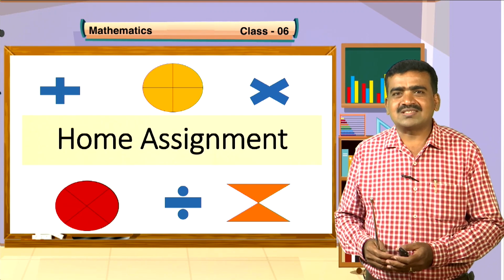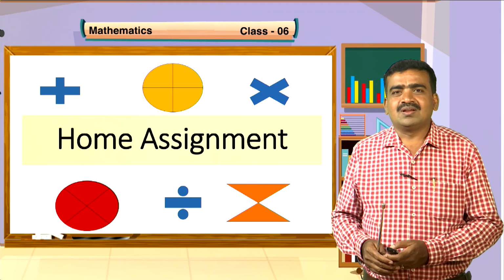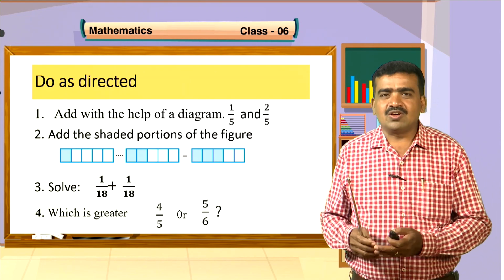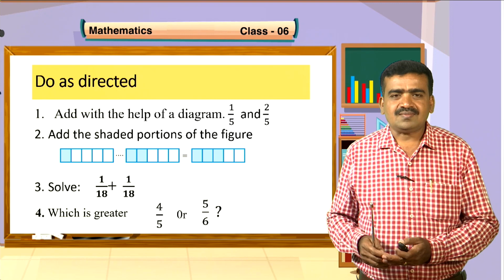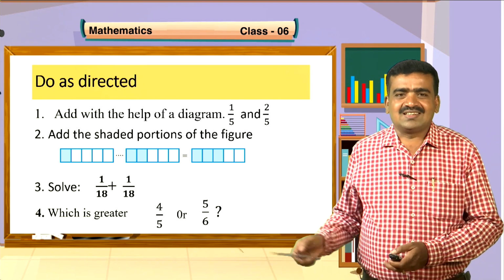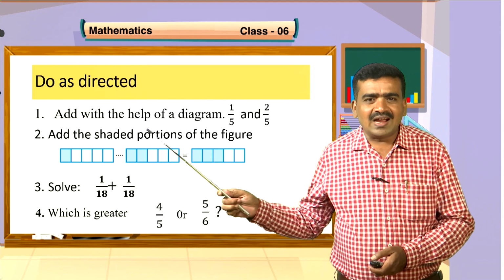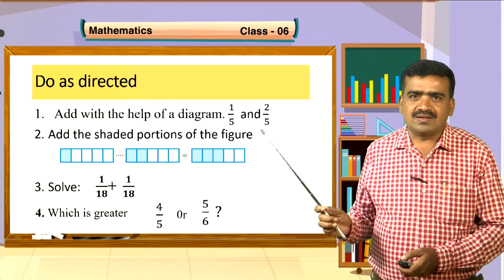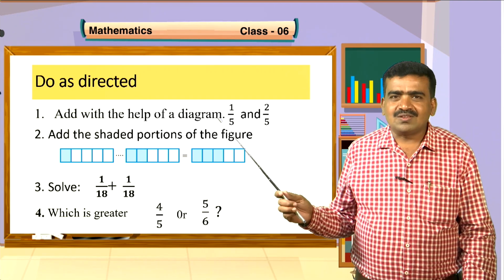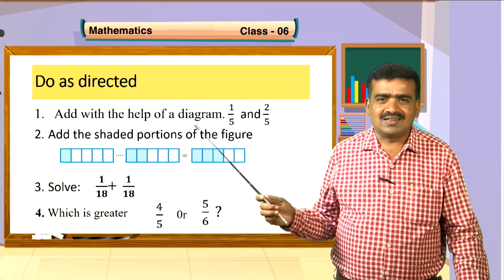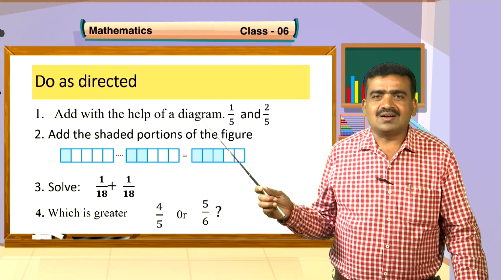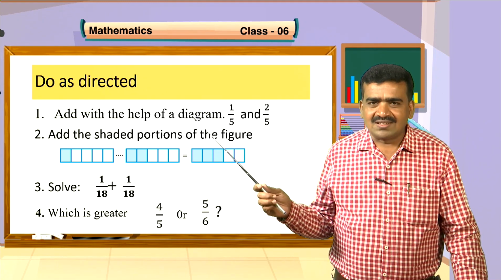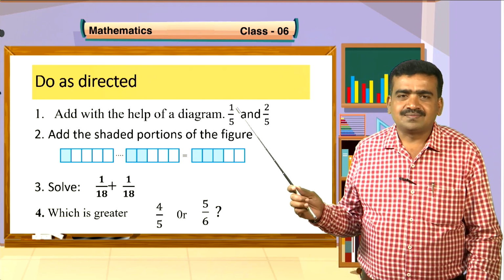Now based on today's concept, I am giving you some work as a home assignment, and please do it in your book and show it to your teacher. Do as directed. Question 1 is: add with the help of a diagram 1 by 5 and 2 by 5. I told you how to add fractions diagrammatically. Just remember the method of comparing fractions diagrammatically and you have to add.